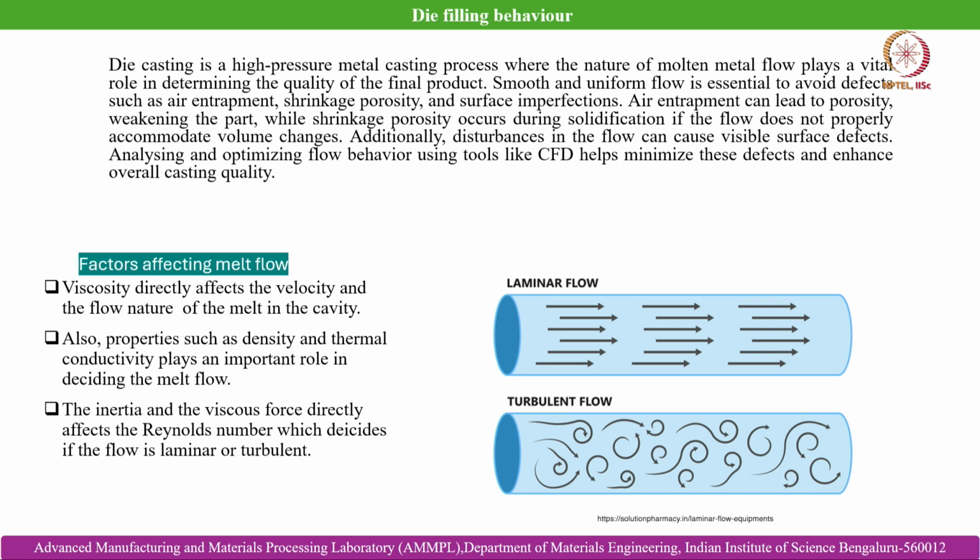So as we all know, what is a Reynolds number? Reynolds number can be expressed as rho v d by mu in case of a pipe flow, such as the case shown over here, where rho is the density, v is the velocity of the fluid, d is the characteristic dimension, or in this case the diameter of the pipe, and mu is the dynamic viscosity of the fluid, in this case the liquid melt, or the solidifying melt, whatever may be the case. So the inertia and viscous force directly affect the Reynolds number, which decides whether the flow is laminar or in the turbulent regime.